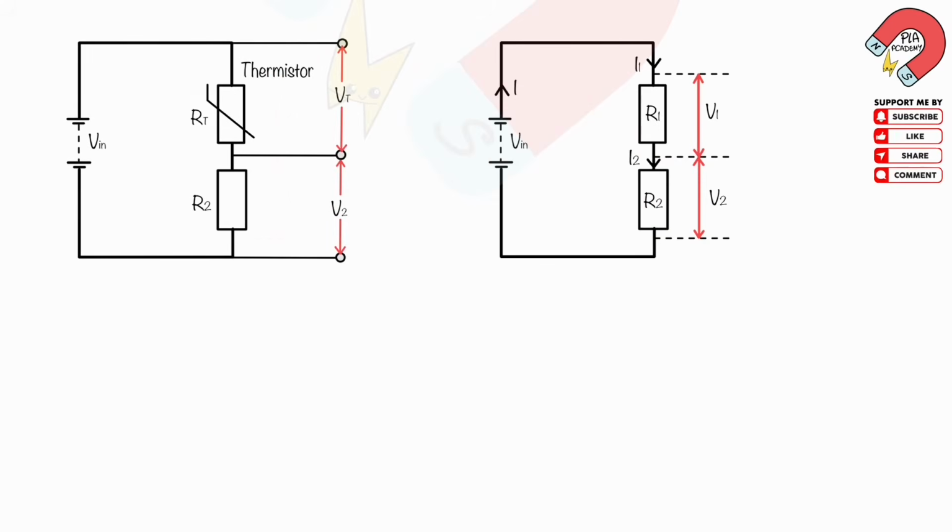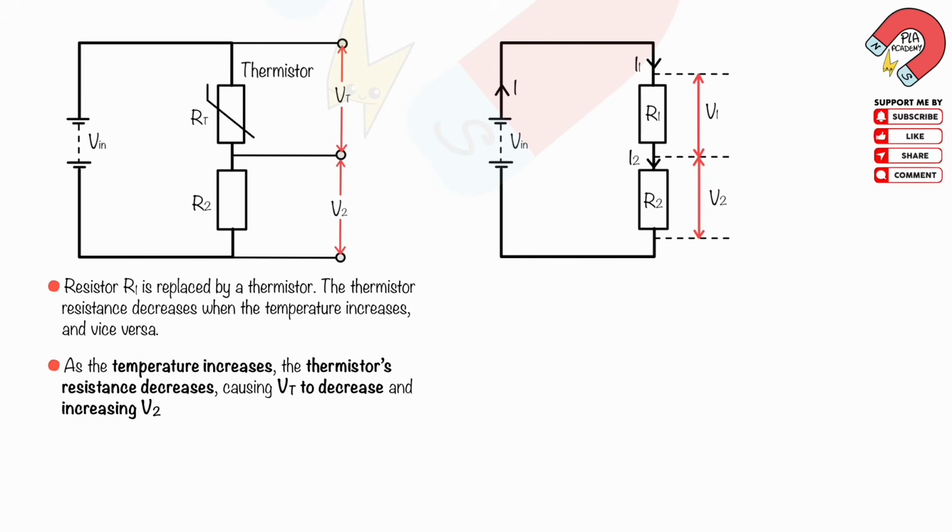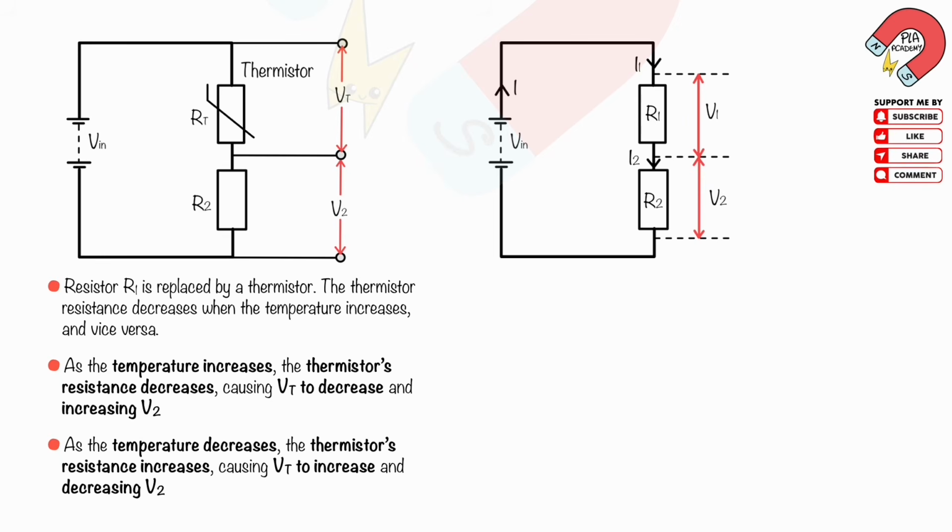Resistor R1 is replaced by a thermistor. The thermistor resistance decreases when the temperature increases, and vice versa. As the temperature increases, the thermistor's resistance decreases, causing Vt to decrease and increasing V2. As the temperature decreases, the thermistor's resistance increases, causing Vt to increase and decreasing V2.